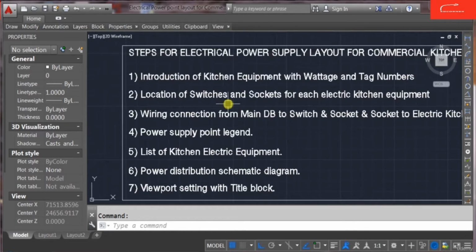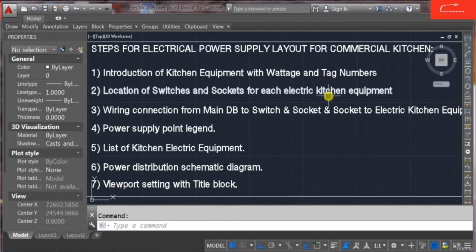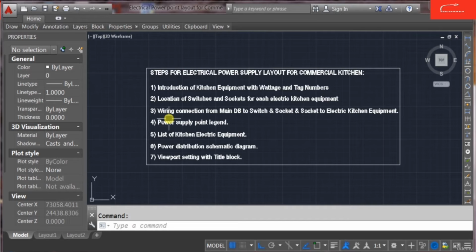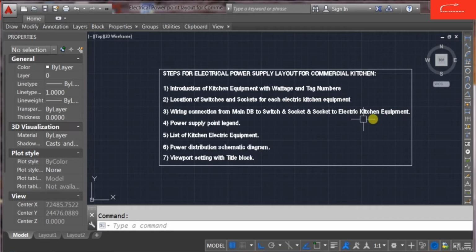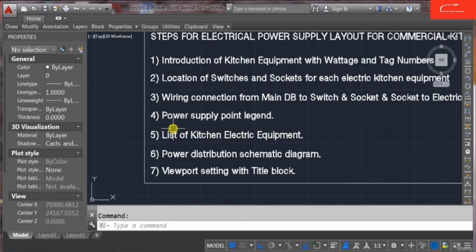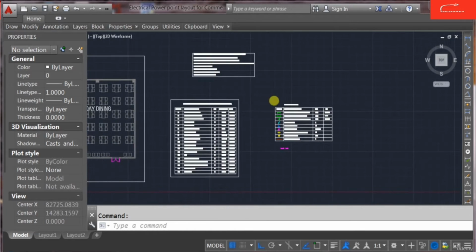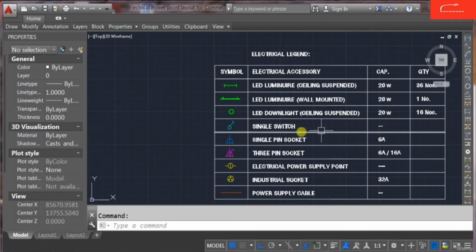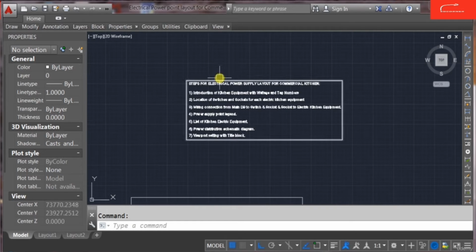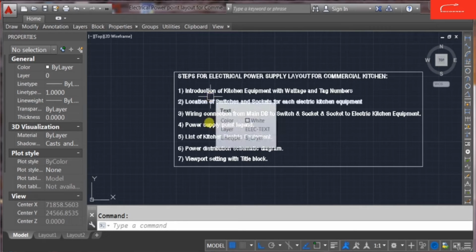Then location of switches and socket for each electric kitchen equipment, that we have done. The third one is wiring connection or the cable connection from the main DB to switch and socket to electrical kitchen equipment. We have done that. Then fourth number is the power supply point legend, that we have given. Here is the electrical legend, the power supply point. There is single switch, single pin socket, 3-pin socket, electrical power supply point. These are the number of power supply points that we have given.